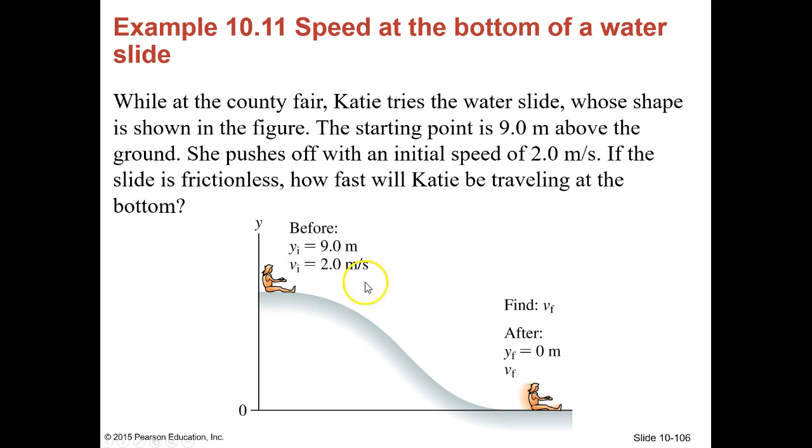So now we've got an example where we can use a little bit of math. While at the country fair, Katie tries the water slide. The shape just looks like this. Starting point is 9 meters above the ground. She pushes off with an initial speed of 2 meters per second. If the slide is frictionless, how fast will Katie be traveling at the bottom?